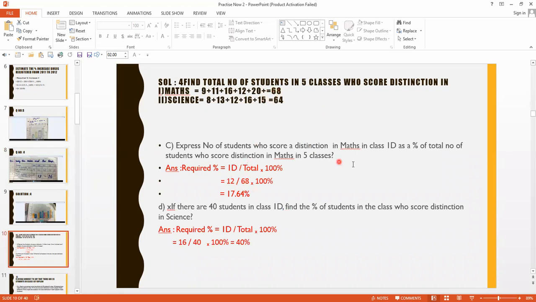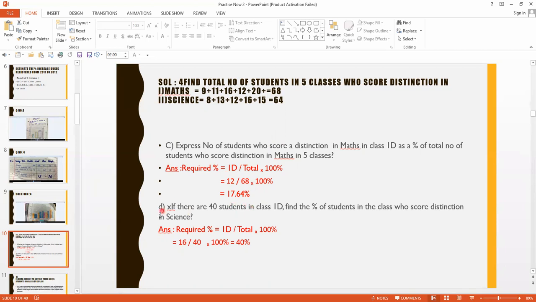So how we have to find its percentage? First I have to write students who got distinction in 1D in maths. 1A, 1B, 1C, 1D. These are 12. And what are the total? These are 68. So 12 divided by 68 multiplied by 100%. So after solving, I will get this answer 17.64.